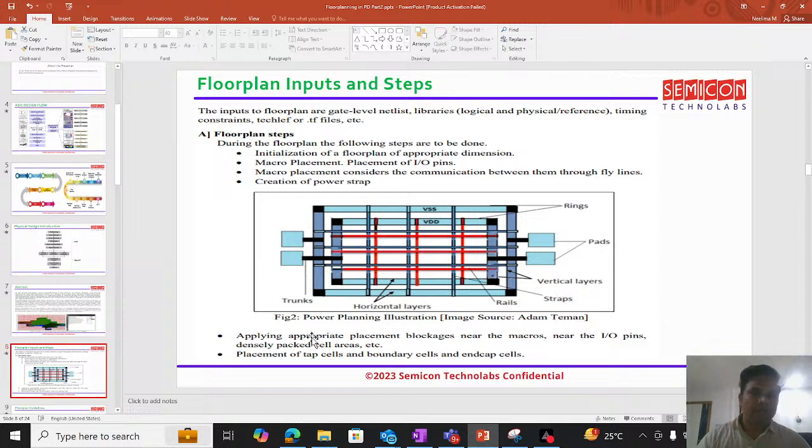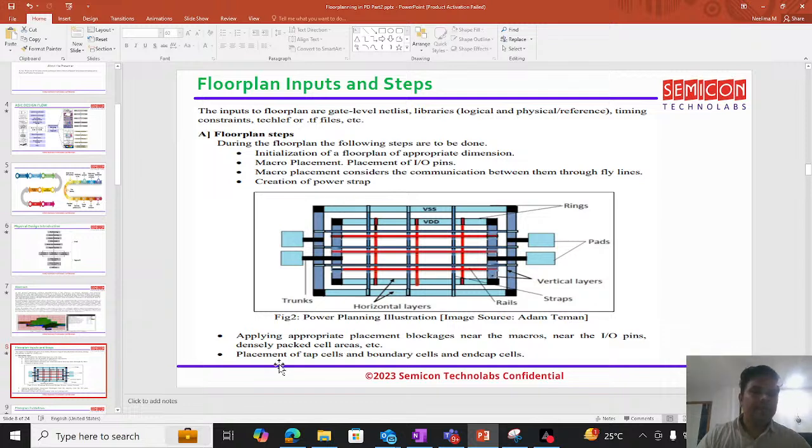Okay, applying appropriate placement blockages near the macros, near the IO pins, and densely packed cell areas. So we have to be cautious here, right? Whenever we apply placement blockages, we need to remember that a placement blockage will directly block the silicon area. It will block the core area, and none of the cells will be allowed to be placed there. Again, it depends upon which type of placement blockage you want to use. It can be hard, soft, or partial placement blockages. So please be cautious in using the placement blockage, as it will eat away your existing valuable silicon area.